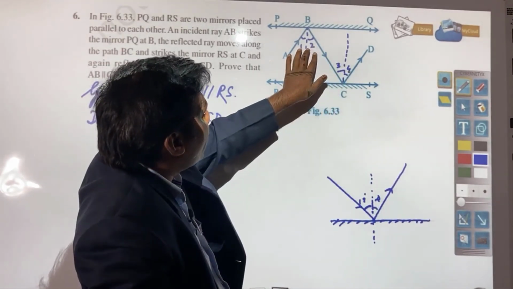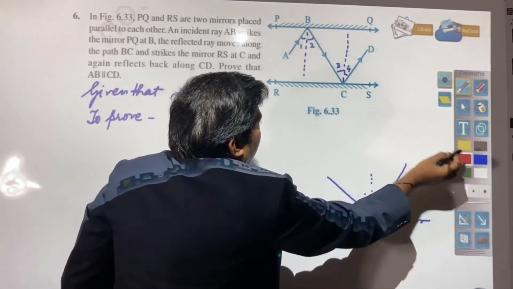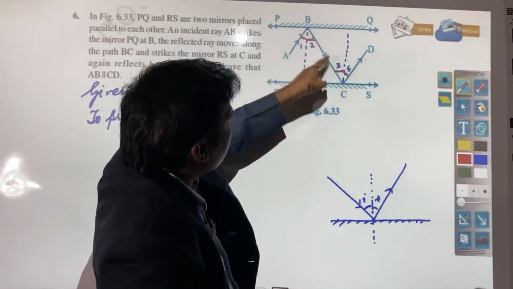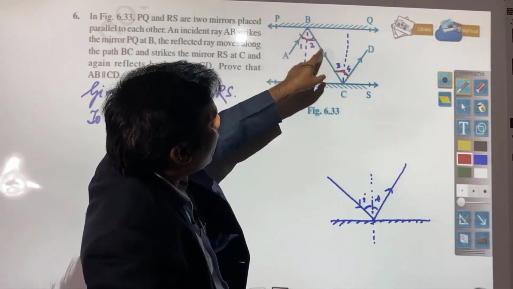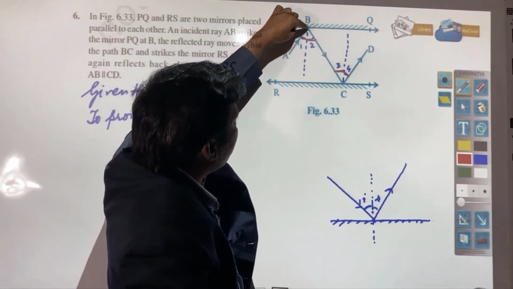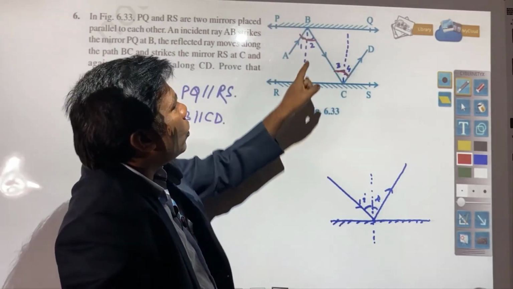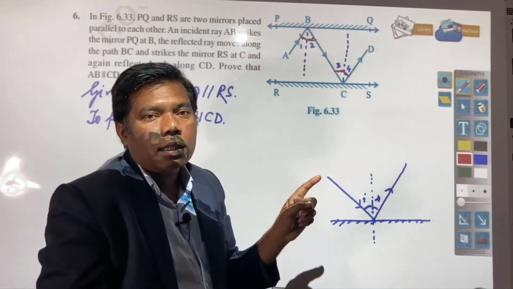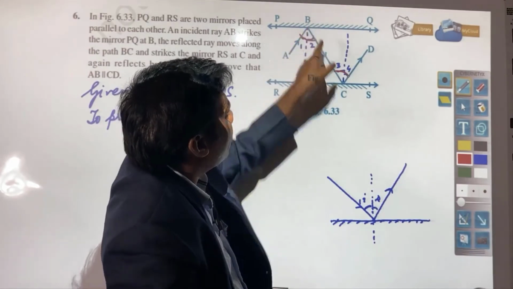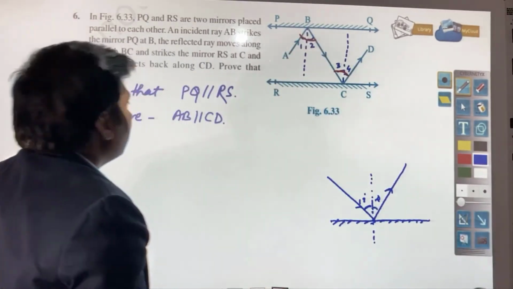it means 1 plus 2 and 3 plus 4 will be equal. And if the sum of this and the sum of this are equal, it means this angle will be equal to this angle. These are alternate interior angles with lines AB and CD and transversal BC. If alternate interior angles are equal, the lines will be parallel. AB will be parallel to CD. In this way we need to do it. Here you see how we will write.